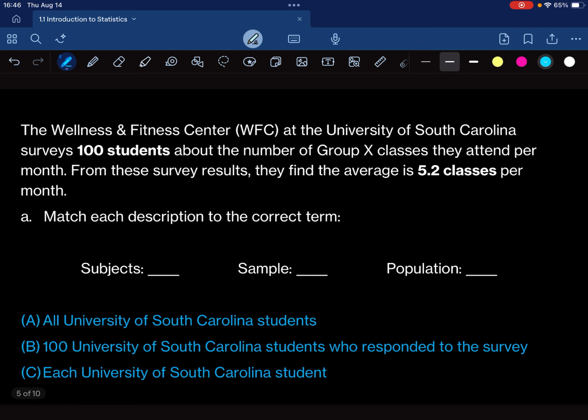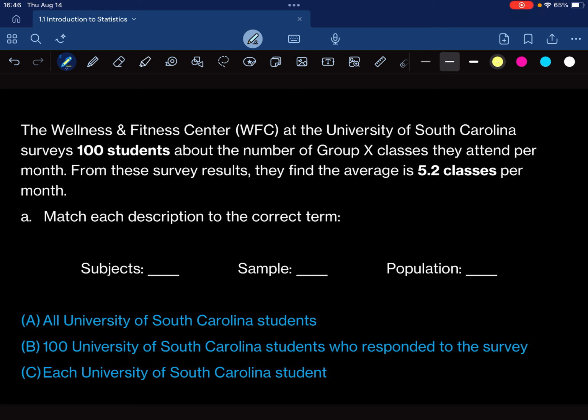Here is a great moment to pause and go ahead and try the problem on your own. So the question says, the Wellness and Fitness Center at the University of South Carolina surveys 100 students about the number of Group X classes they attend per month. From these survey results, they find the average is 5.2 classes per month.